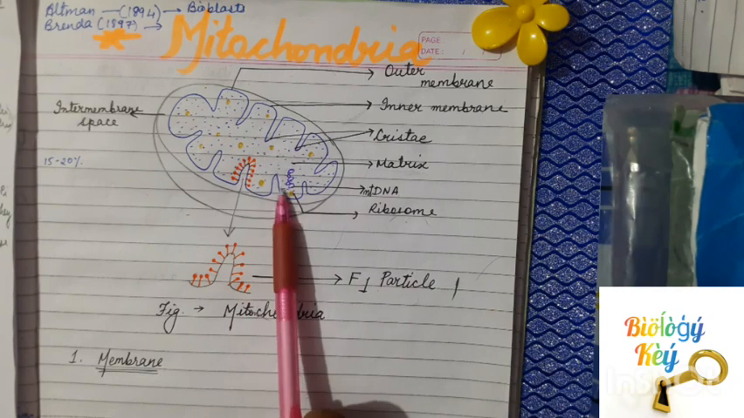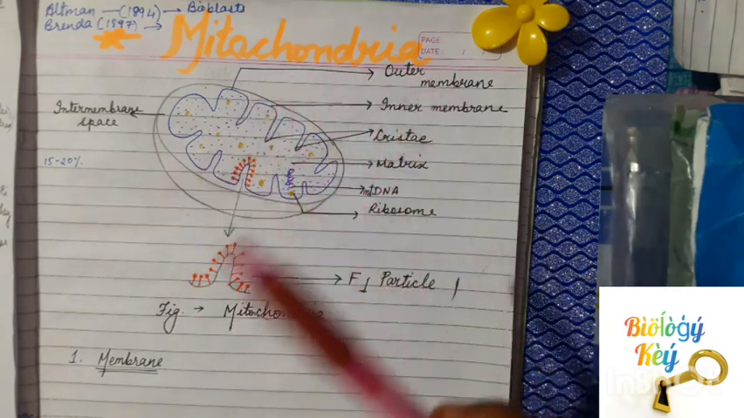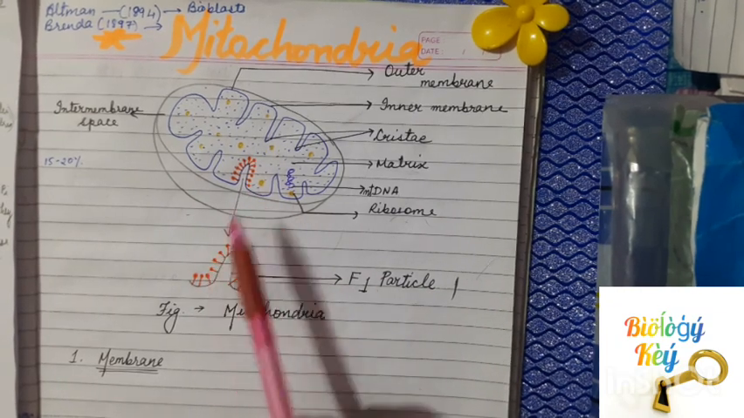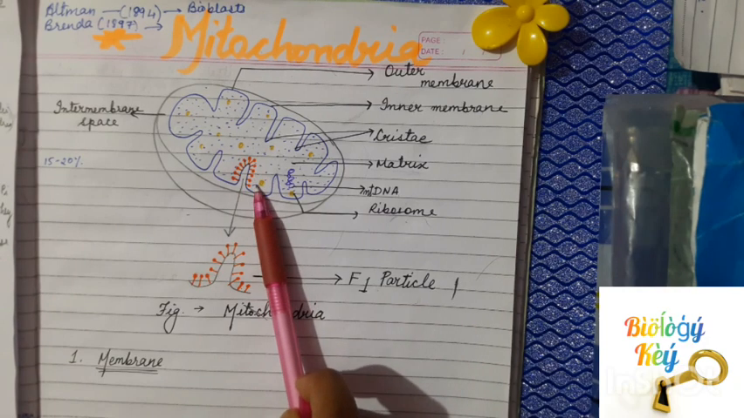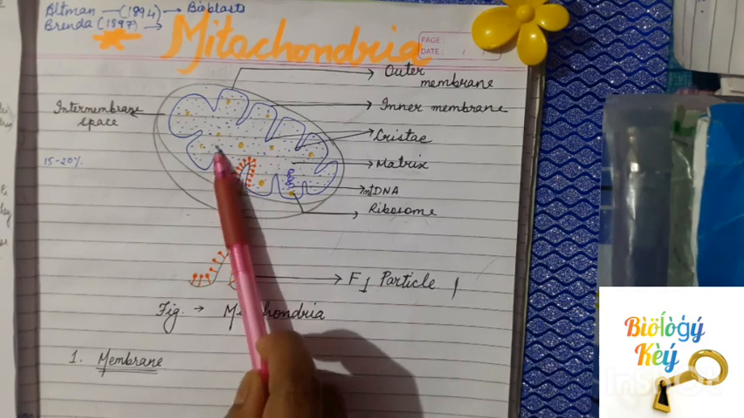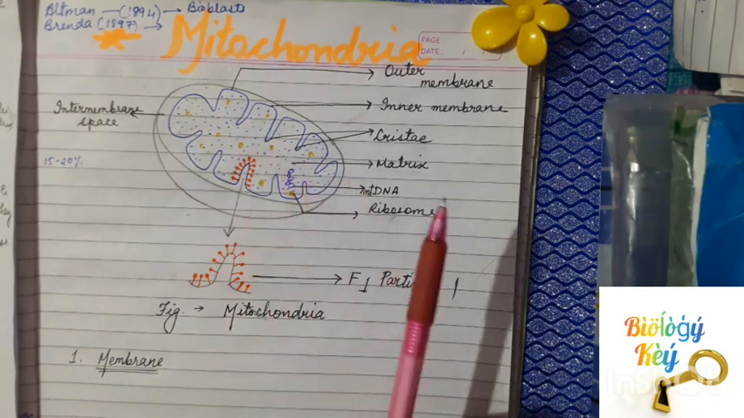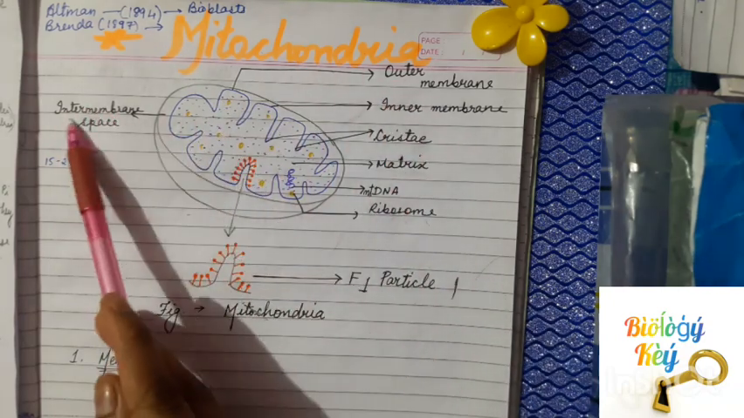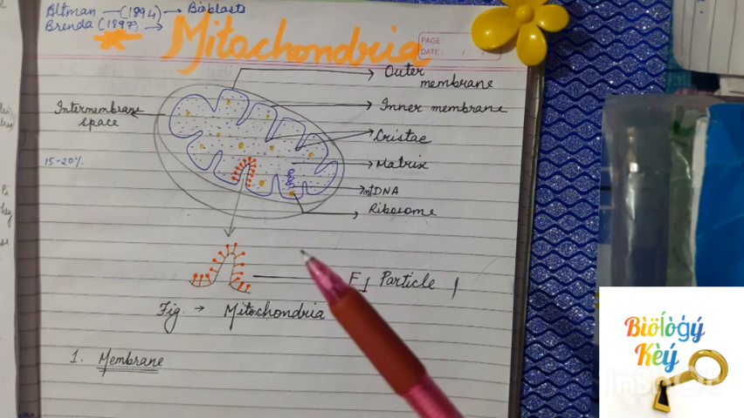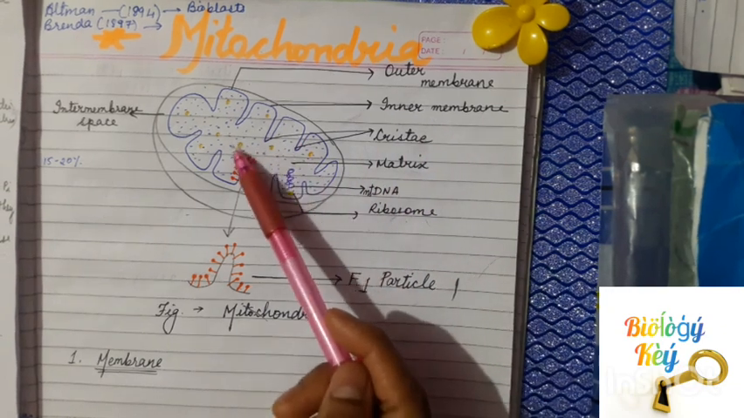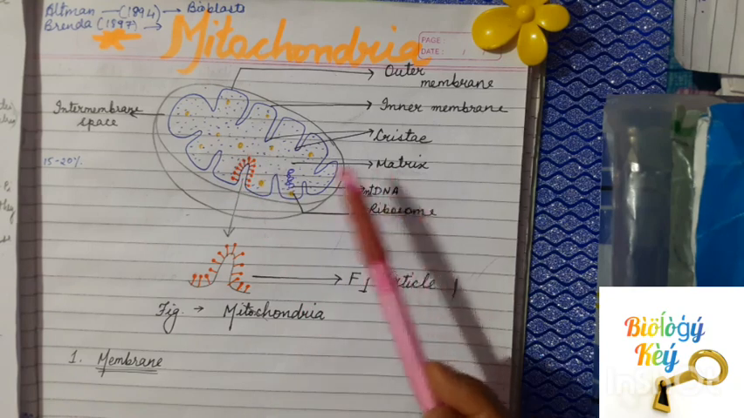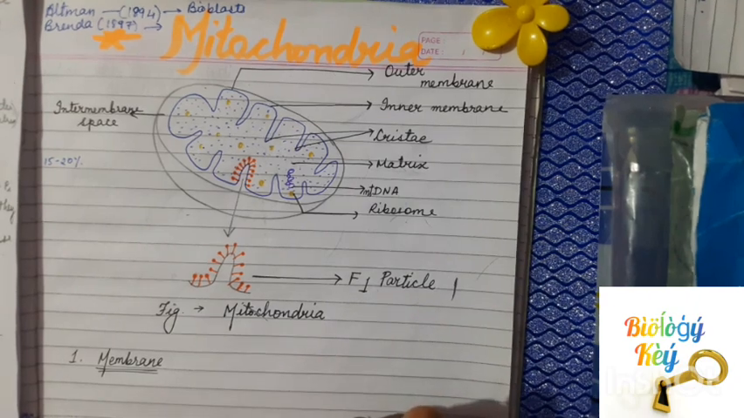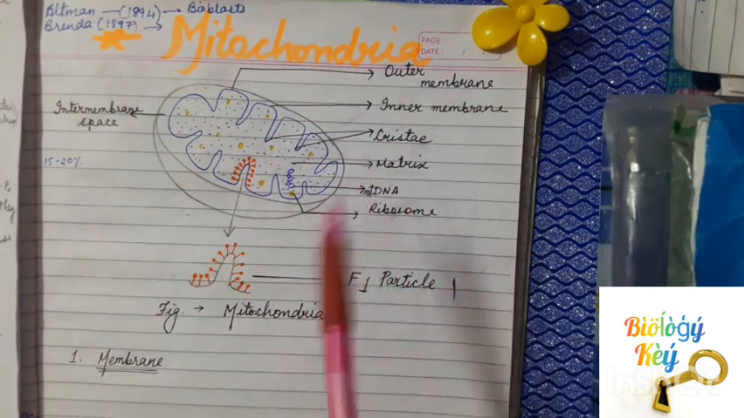This folding and the inner membrane consist of small granule-like structures which are called F1 particles. As you can see here, they are not present only in one place of the inner membrane. They are present all over the inner membrane. I've just shown one place. The place between the outer membrane and the inner membrane is called the intermembrane space. In the inner membrane you will find a matrix. Inside this matrix there is the DNA of mitochondria and the ribosomes of mitochondria. These are very important parts of mitochondria.